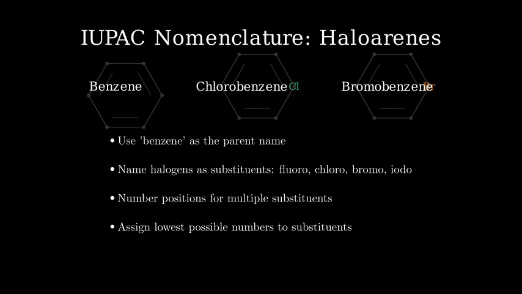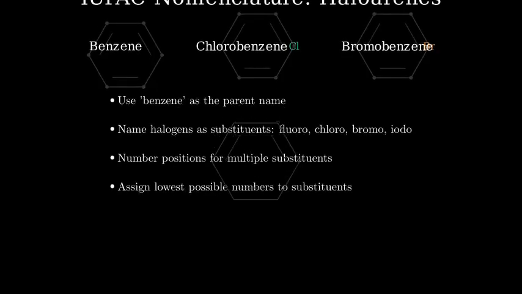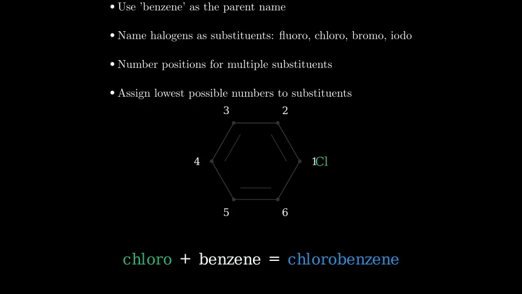Let's start with a simple example: chlorobenzene. Here we have a benzene ring with one chlorine atom attached. Since there's only one substituent, we don't need a position number. We simply name it chlorobenzene, combining the prefix chloro for the chlorine substituent with the parent name benzene. Now, let's look at a more complex example with multiple substituents.